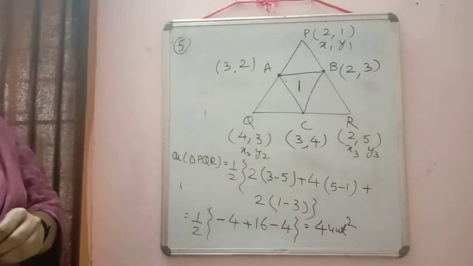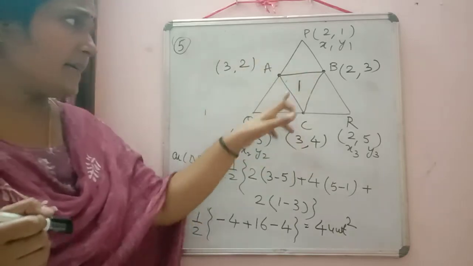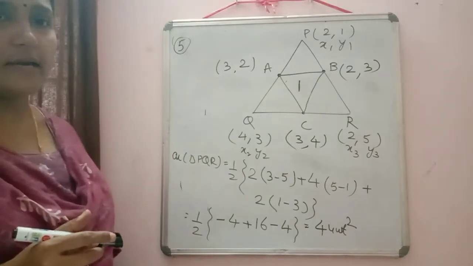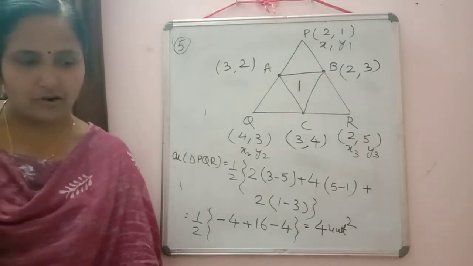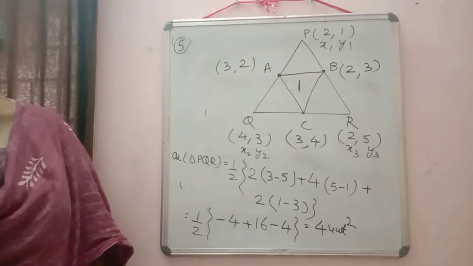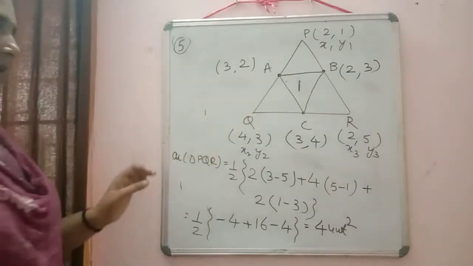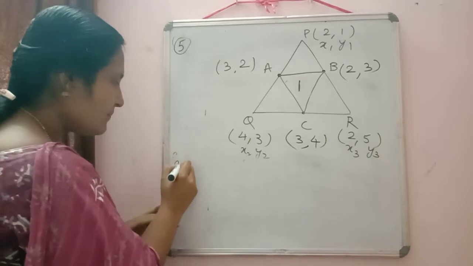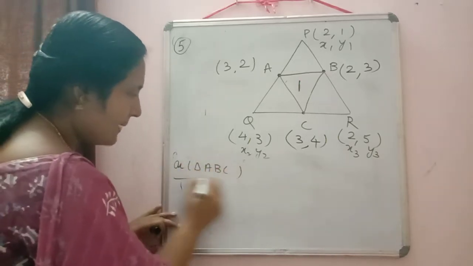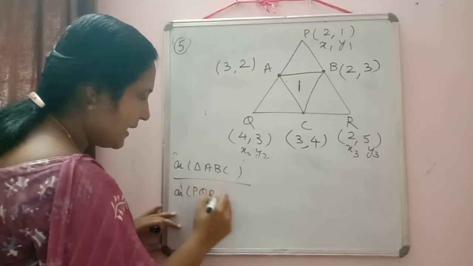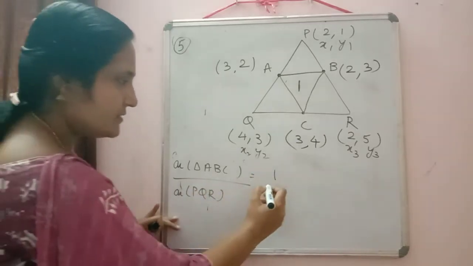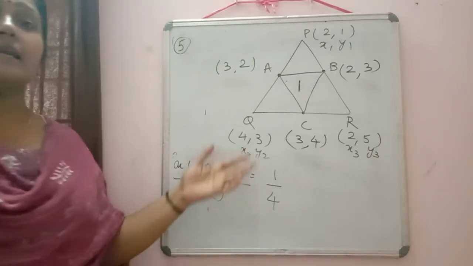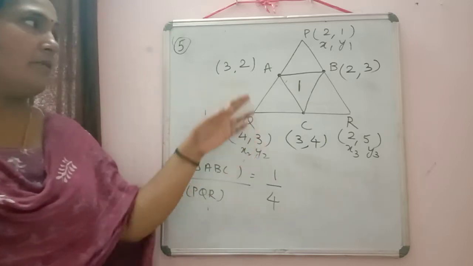So we got area of triangle ABC as 1 unit square and area of triangle PQR as 4 unit square. Now in the question they asked to find the ratio of area of the smaller triangle to the area of the given triangle. So area of triangle ABC by area of triangle PQR is equal to 1 by 4. And this concept we studied in 9th class in midpoint theorem also.